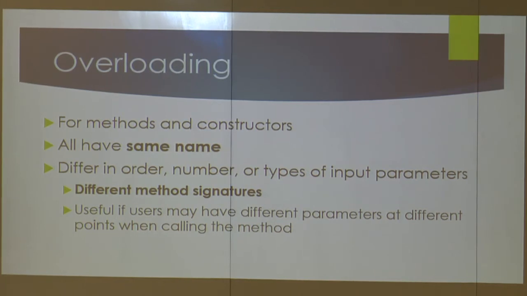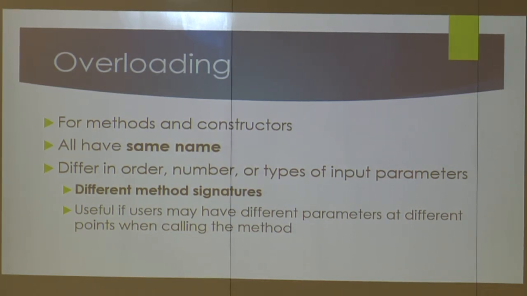So overloading is when different methods have the same name, but they differ in their order, number, or types of input parameters. So since they differ in their parameters in some way, that means these methods have different signatures, since those are components within the signature. So even though they're called the same thing, they have the same name, their signatures are still slightly different since there's that parameter difference.